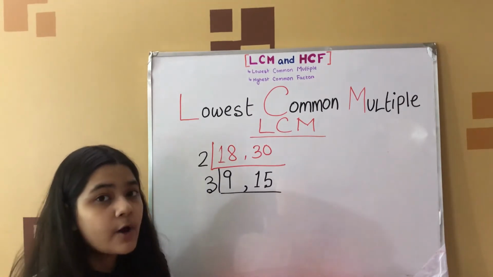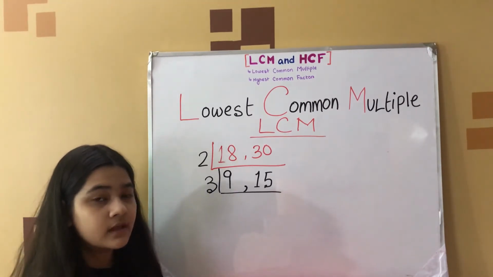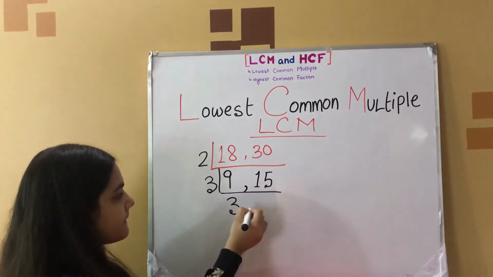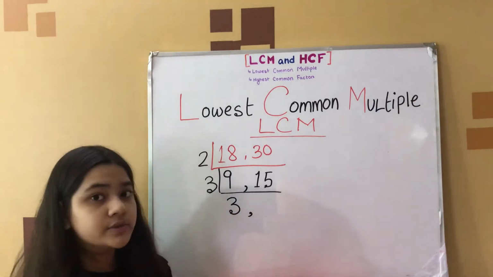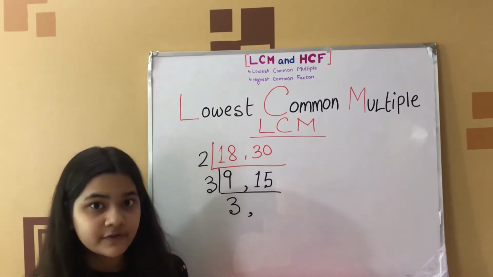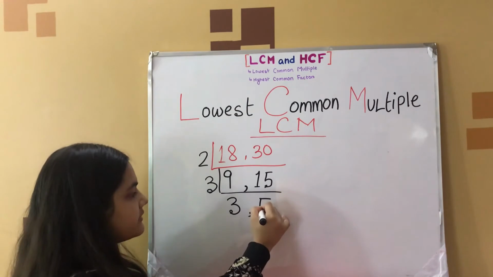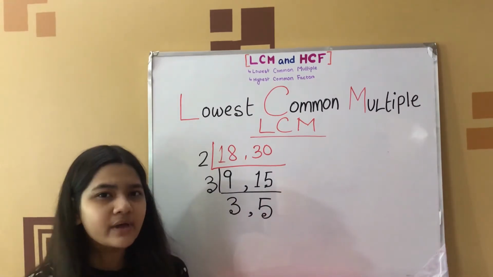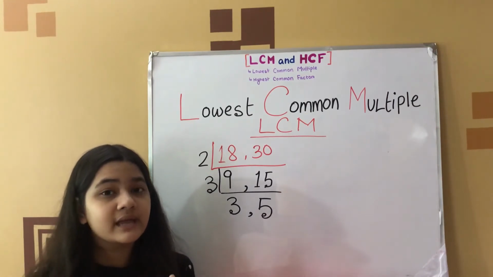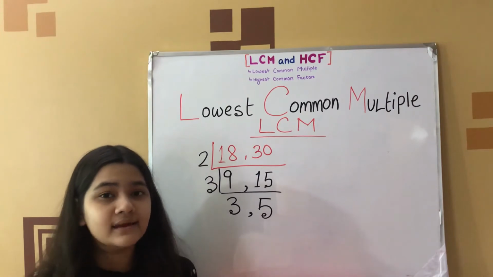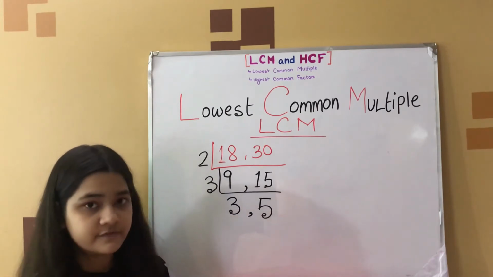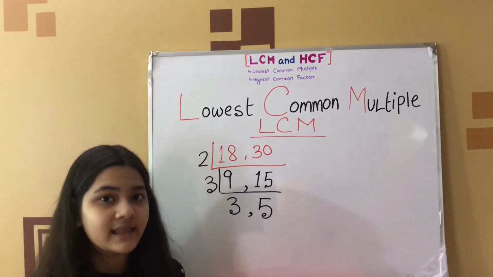3 times how much is 9? 3 times 3 is 9. So we are going to write 3 and put the comma again. 3 times how many is 15? 3 fives is 15. So we are going to write 5. See, now we have two prime numbers. Prime numbers are the numbers which can be divisible by 1 and the number itself. So there are no numbers which can divide both 3 and 5. So we are going to leave it at that.